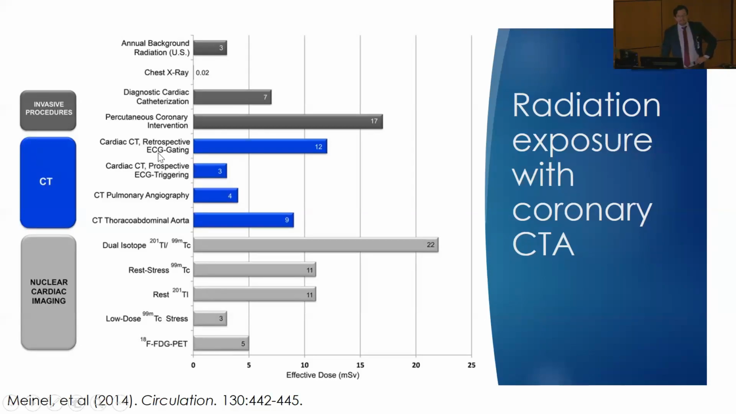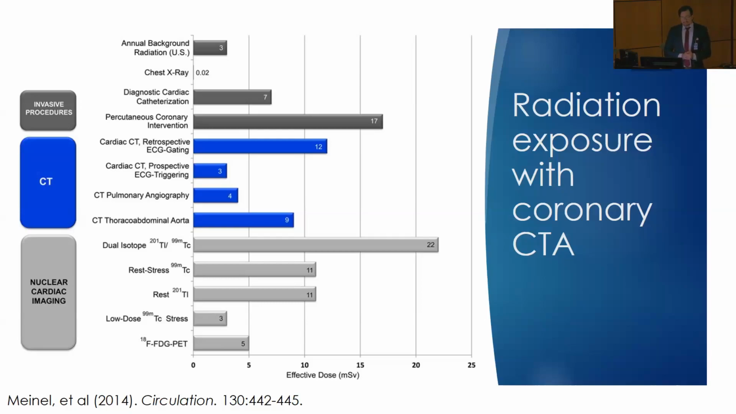When we say retrospective ECG gating, it means it's scanned through the entire cardiac cycle, like blasting them with radiation between each heartbeat. So we do that for patients like maybe a TAVR evaluation, where we want to see the aortic valve opening during systole and diastole. But that's a lot of radiation, so you don't really want to do that for your younger people at all.